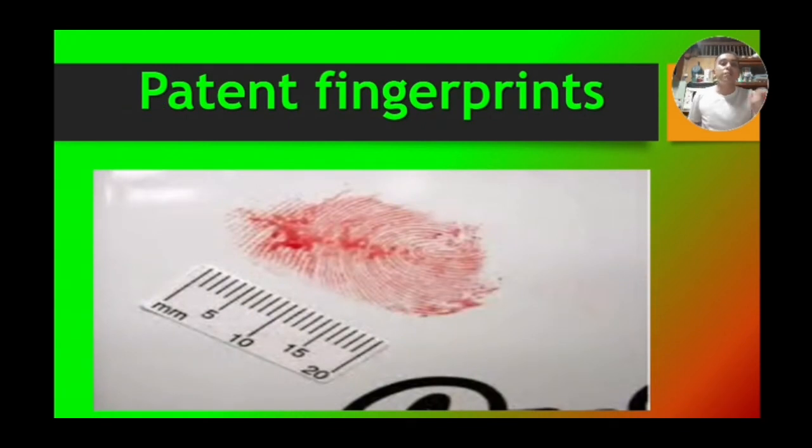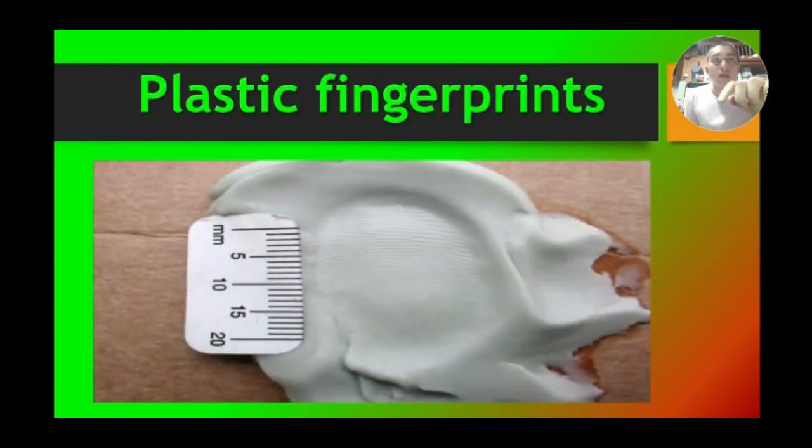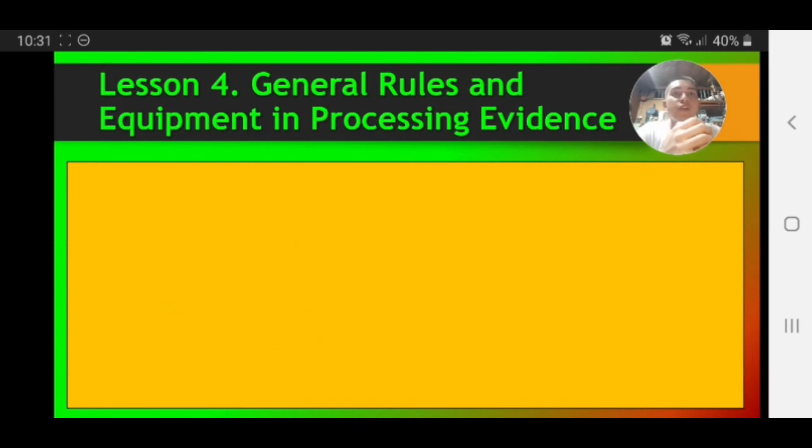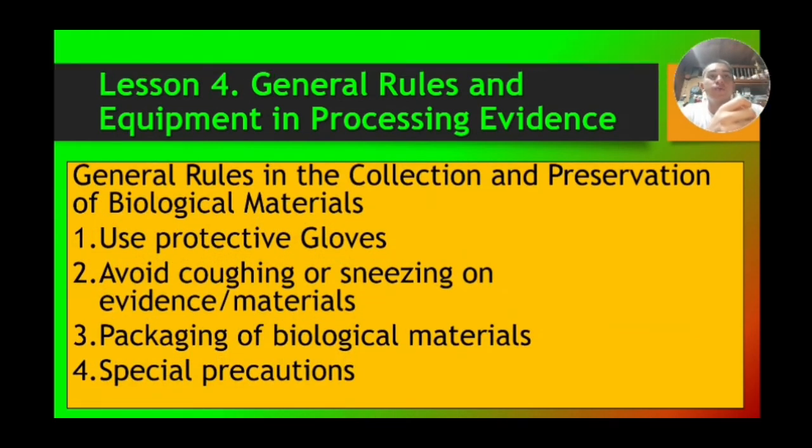Patent fingerprint. This can usually be gotten from grease or blood. And lastly, plastic fingerprint. An example of that is pressing hard on the soap, which will leave a fingerprint mark. Lesson 4. General rules and equipment in processing evidence. General rules in the collection and preservation of biological material are the use of protective gloves, avoid coughing or sneezing on the evidence materials, packaging of biological materials, and special precautions.